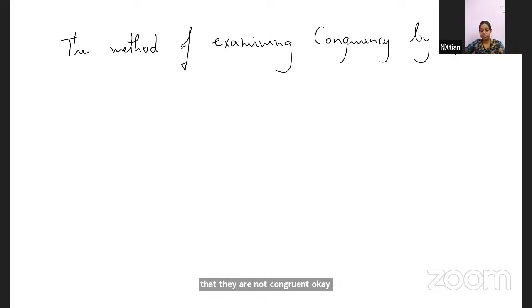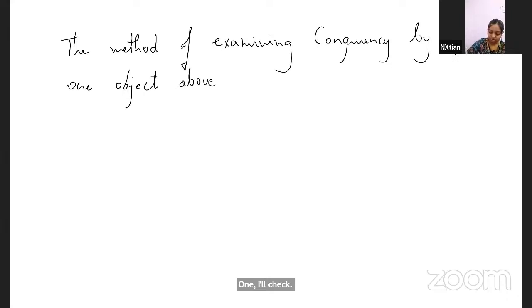Coming back to the definition, the method of examining congruency by placing one object above the other is known as superposition method.